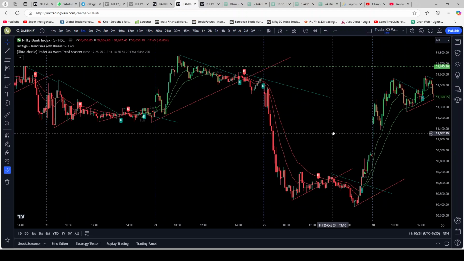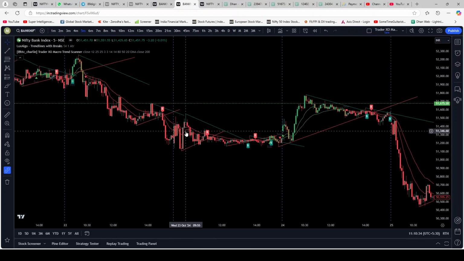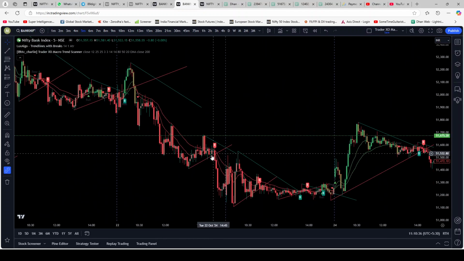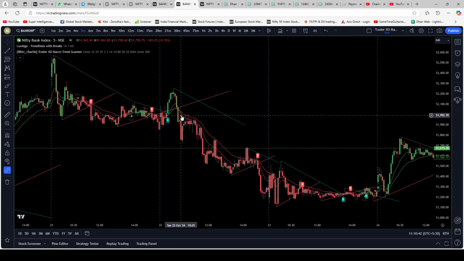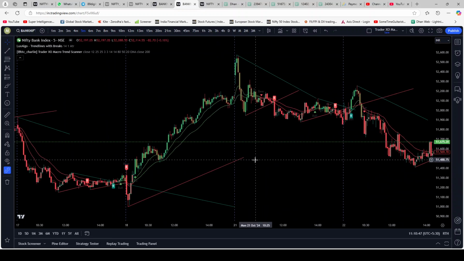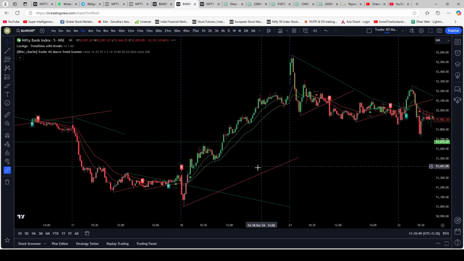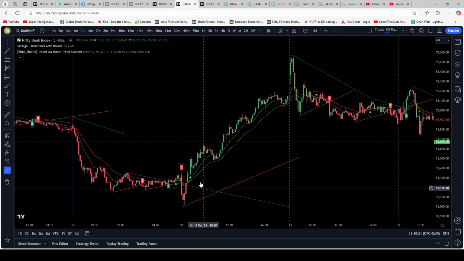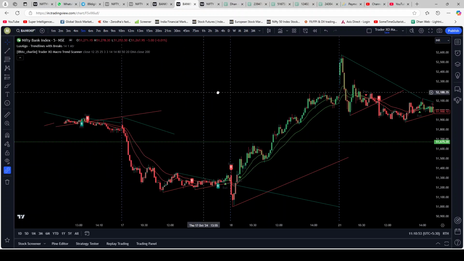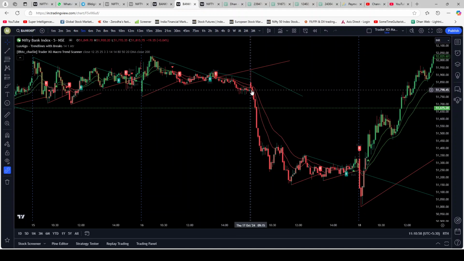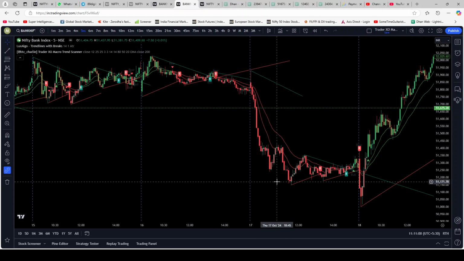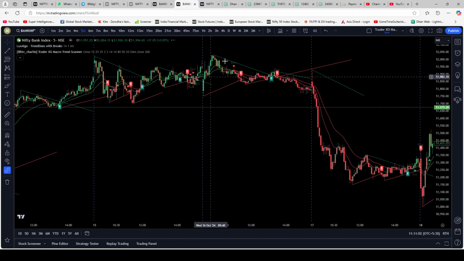Look over here, what a beautiful drop. Sideways, then a beautiful drop. It tells you over here, short. Trend line breaks short. Tells you over here, bear. Trend line breaks short. Short. Bullish, trend line breaks, go bullish. Sideways market, but it's showing you over here in candle colors, just short. Sideways.